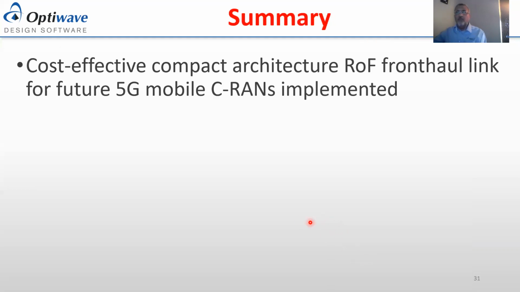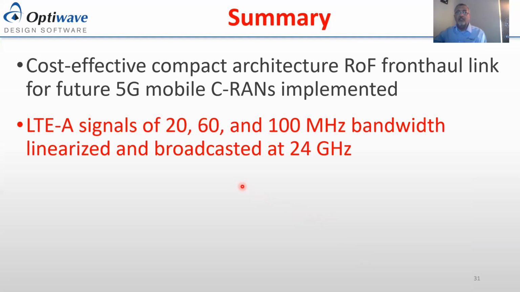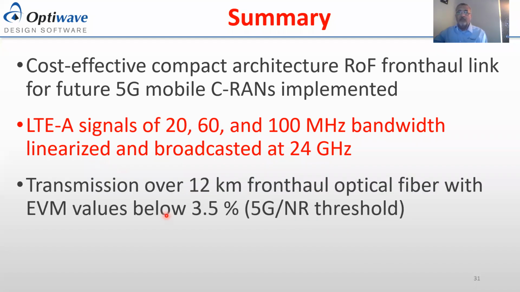This is a summary of what has been done in this part of the presentation to represent the 5G fronthaul. The different signals, 21 channel, 3 channels, and 5 channels with bandwidth, are transmitted and detected at 24 gigahertz and linearized by using digital predistortion. That's the transmission, and then the simulation.